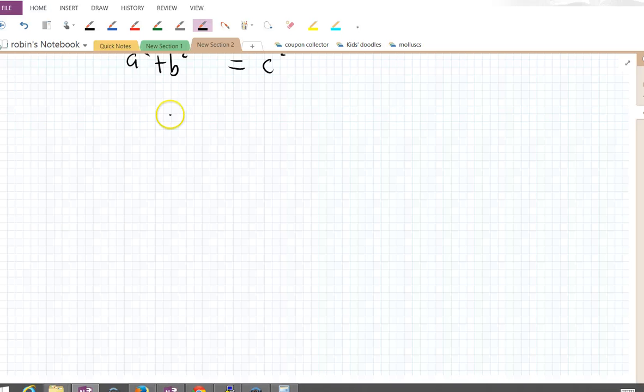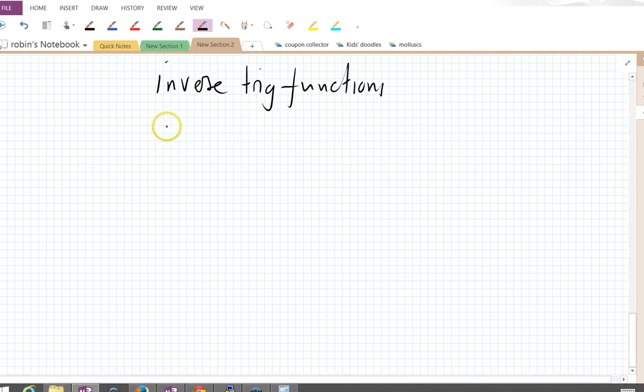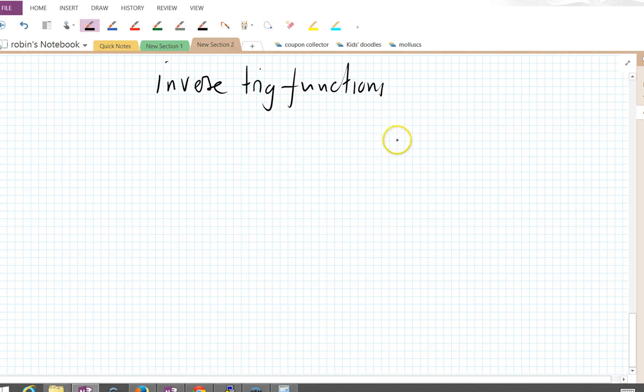Okay, I'm going to talk about the inverse trig functions. I'm going to start out with, here's my triangle in standard form. There it is. Theta, and that's a right angle there.